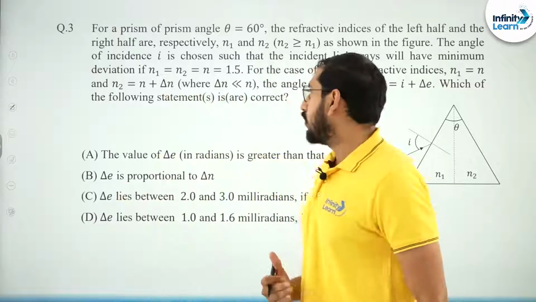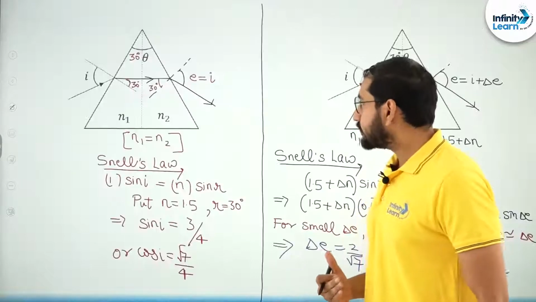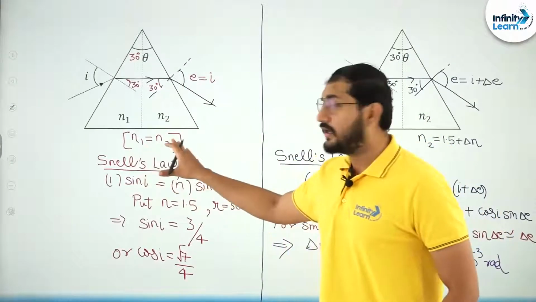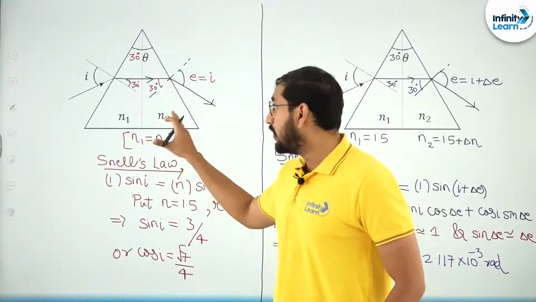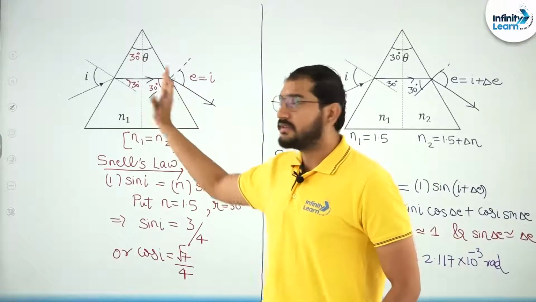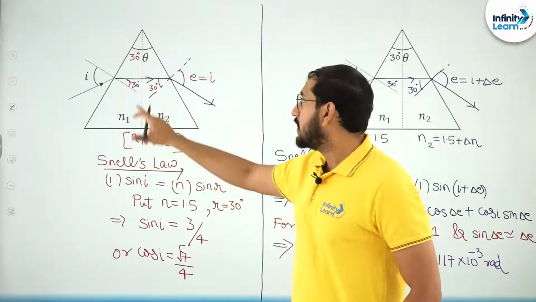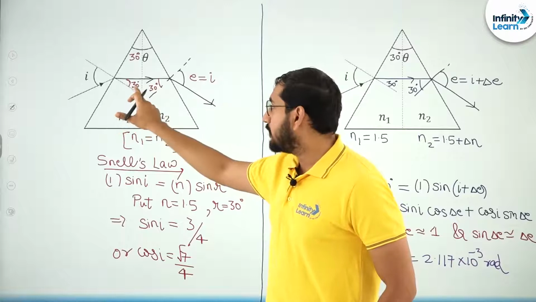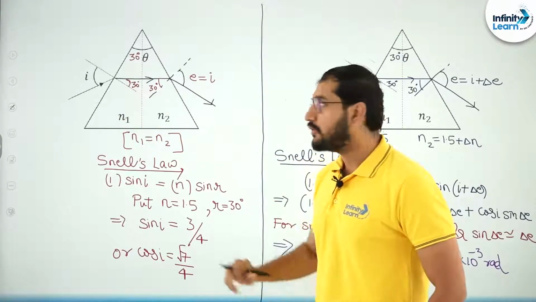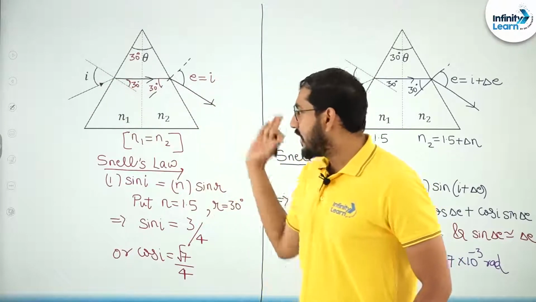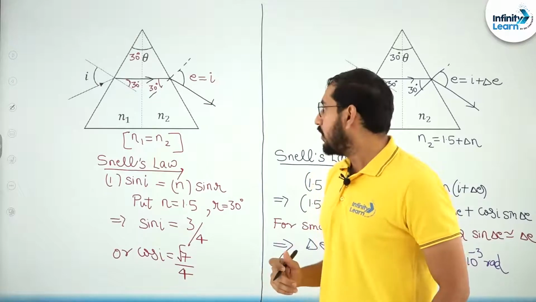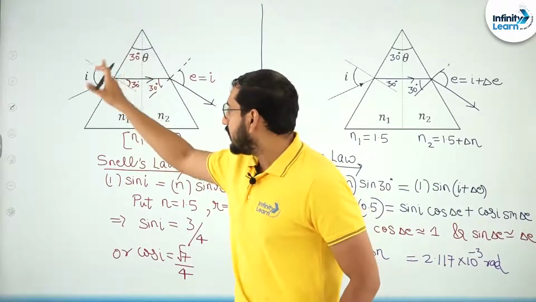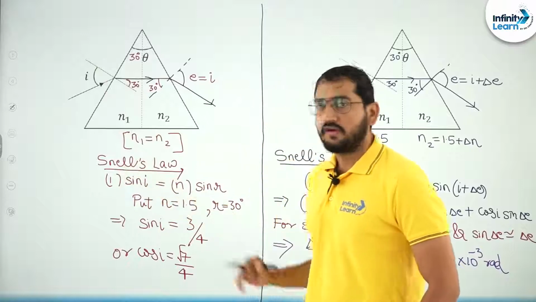So let's start the solution with our case number 1. In case number 1, it is already told that N1 and N2 are equal. That means a symmetry will exist. This I is taken for minimum deviation. So the half angle 30 degree will be related to this refractive index, and angle I and angle E are going to be equal. So what I'm going to do is, at the starting interface, I will apply Snell's law.